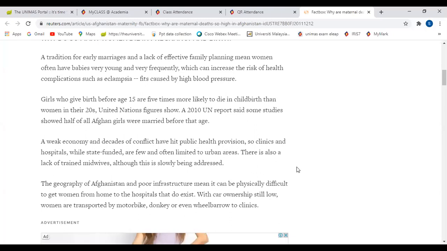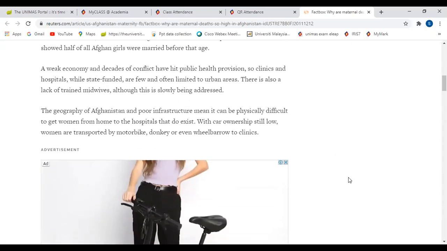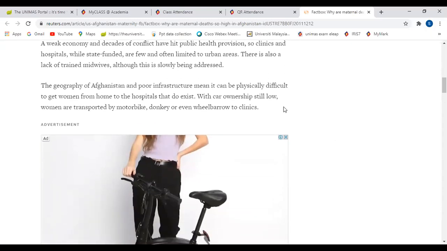Ya. Also lack of trained human resources, particularly midwives, ya, yang boleh membantu dalam proses melahirkan anak dan sebagainya. Okay, so the geography of Afghanistan also and poor infrastructure mean that it can be physically difficult to get women from home to hospital that do exist.